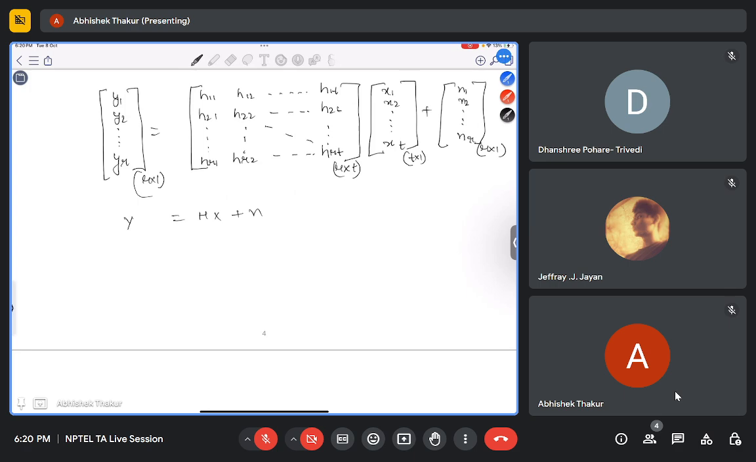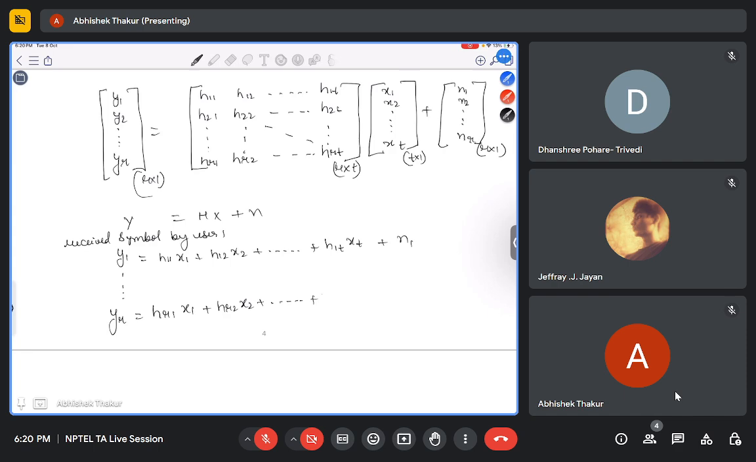Now the received symbol, let's suppose Y1, the received symbol by user 1, can be given as Y1 is equal to H11 multiplied by X1 plus H12 into X2 plus H1T into XT plus N1. Similarly, the received symbol YR is equal to HR1 X1 plus HR2 X2 plus HRT XT plus NR. So like this we can write.